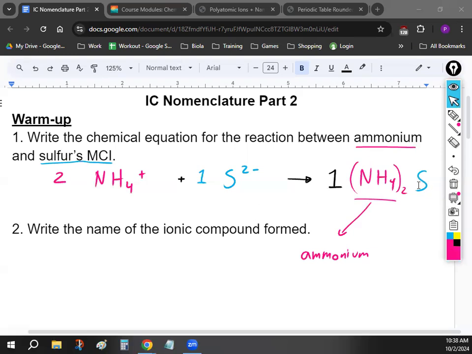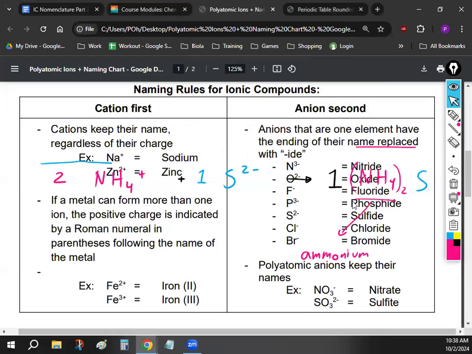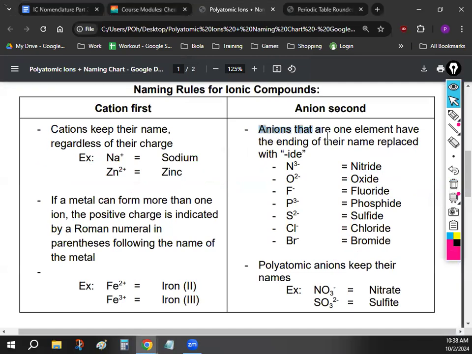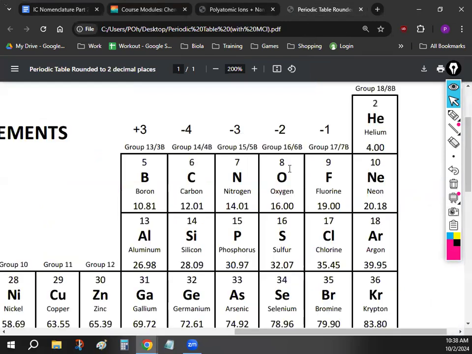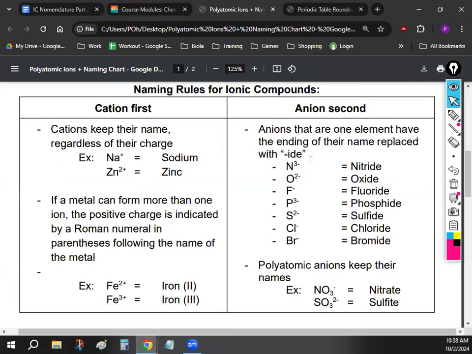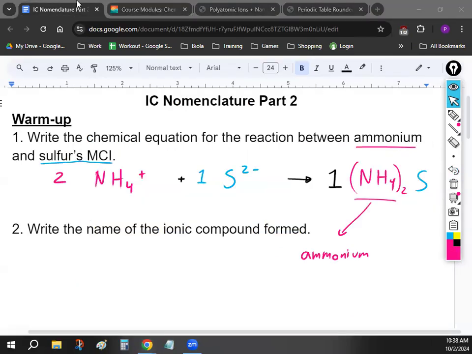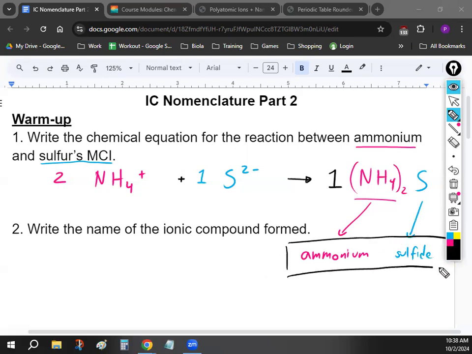All right, so for the second part of the name, the sulfur, you're going to be taking a look at sulfur right here. Now, you have to figure out, does it come from the periodic table? Do we use this first rule? Or does it come from the polyatomic chart? If you take a look at sulfur, it obviously comes from the periodic table. And so we're going to be using this rule right here. So if we take a look, sulfur turns into sulfide. So our compound right here is going to be ammonium. And then the second part of the name is going to be sulfide. Okay, there you go. That is going to be the name of our compound.